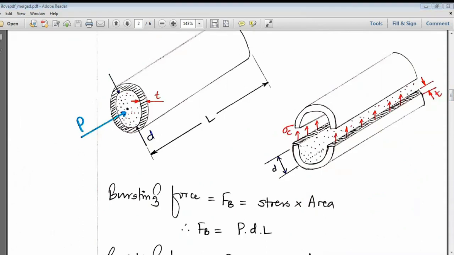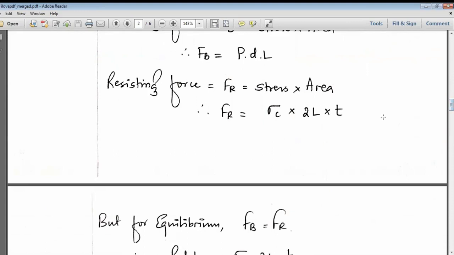So this distance is L. You agree with me? This distance is L. This is T. So what is the area of this rectangle? Area of the hatched rectangle is L into T. But there are two hatched rectangles where this sigma c is acting, so it should be multiplied by 2. So the area where sigma c is acting is 2 into L into T. So I have written here 2 into L into T.